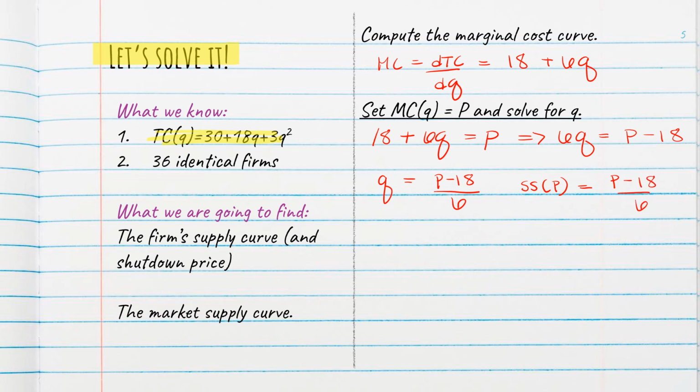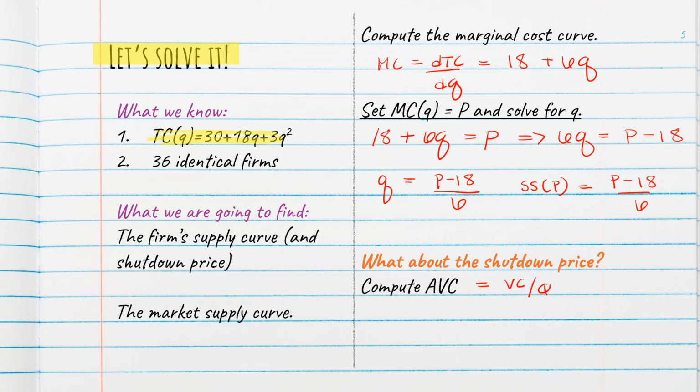This is great, so this is the firm supply curve, but we also have to talk about the shutdown price. Just as a reminder, the shutdown price is the minimum of the average variable cost. So the first thing we have to do is compute the average variable cost. Average variable cost is variable cost divided by Q.